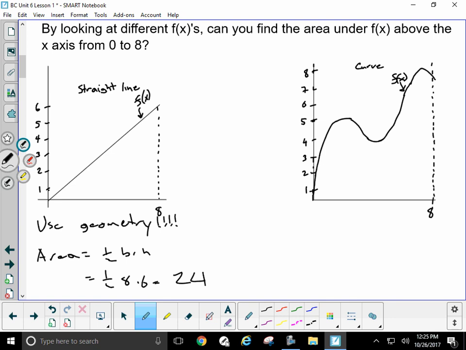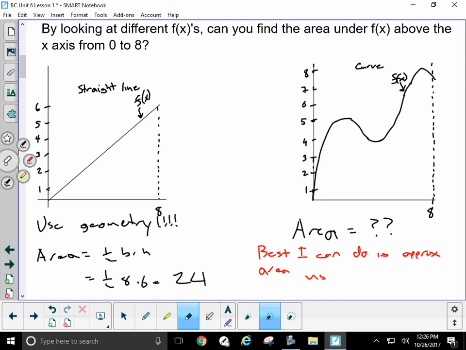Okay, I don't know a formula for the area under this curve. Really, the best I can do is approximate the area. And I can approximate the area using shapes that I do know the area formulas for. Using shapes I know the formulas for.